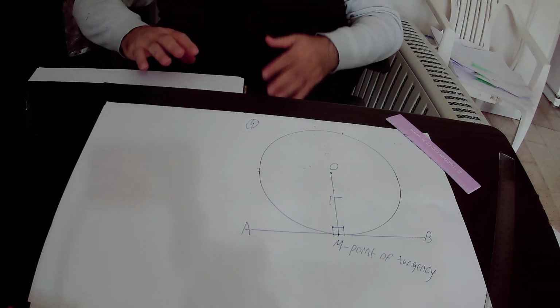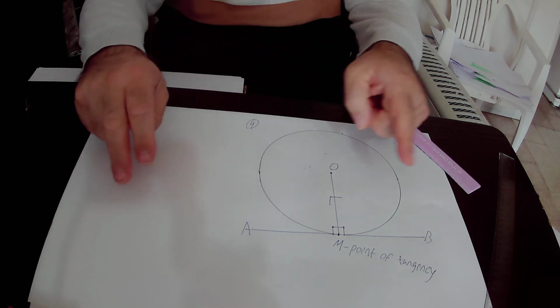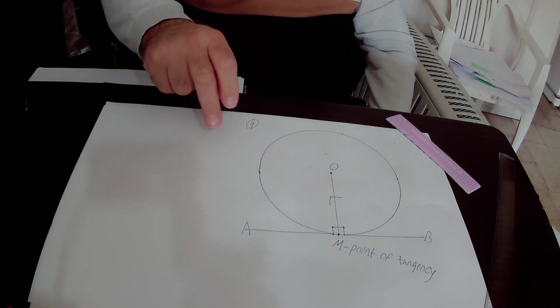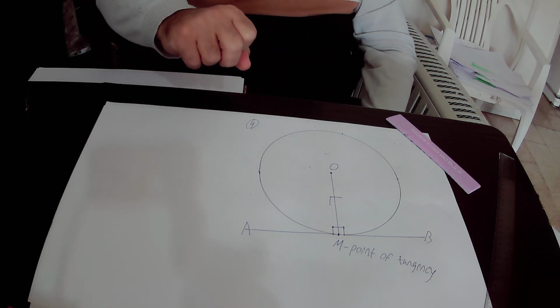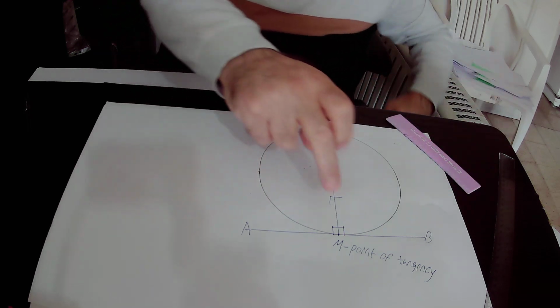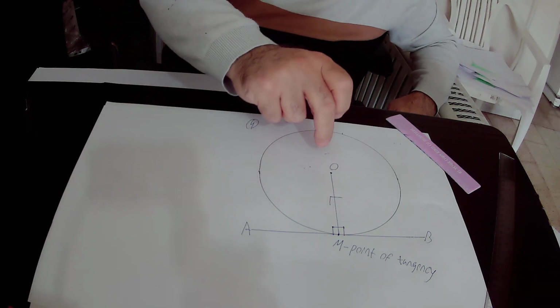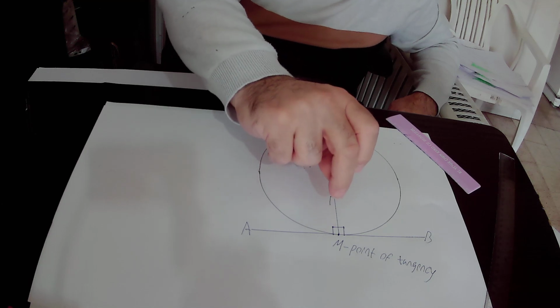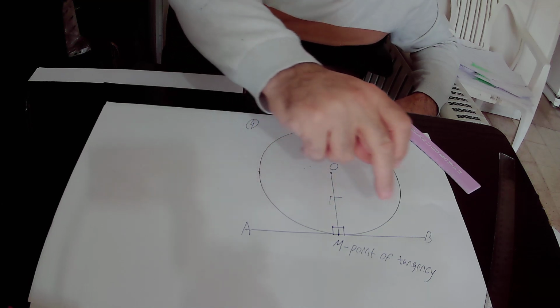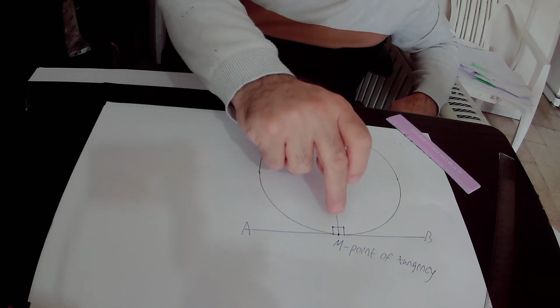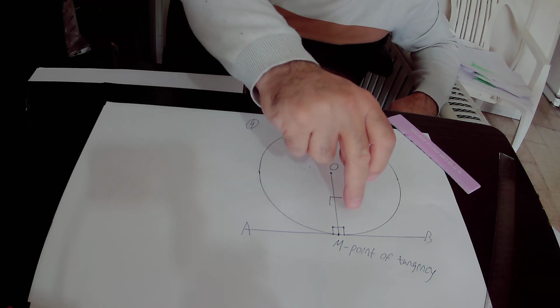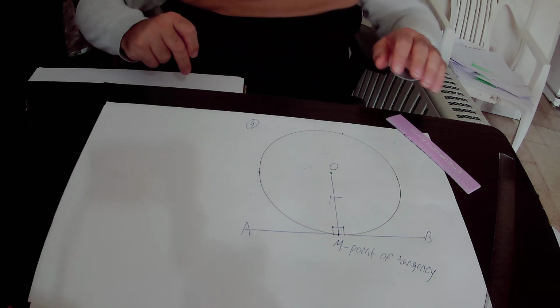Okay, so a tangent to a circle, tangent AB, is perpendicular to the radius drawn to its point of tangency. This tangent AB is perpendicular to this radius because this radius is drawn to the point of tangency. Therefore, the tangent AB is perpendicular to this radius, that is to say this angle equals 90 degrees and this angle also equals 90 degrees.